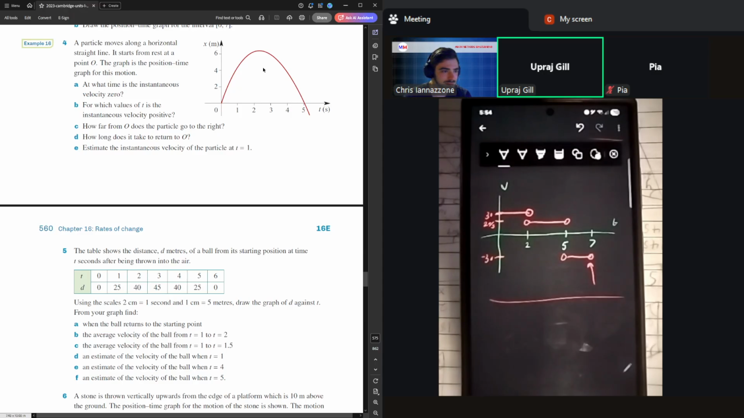At 0 seconds and 5 seconds. Instantaneous velocity. This is a position graph.